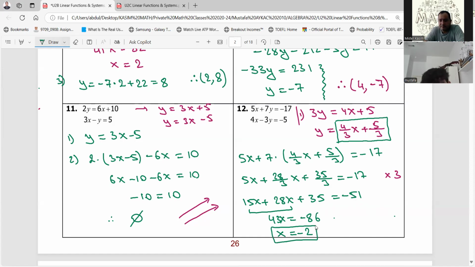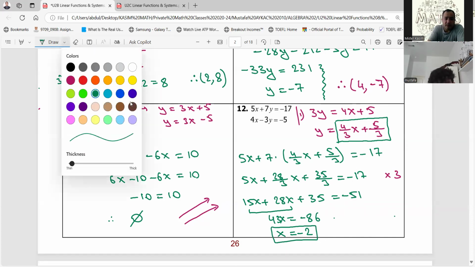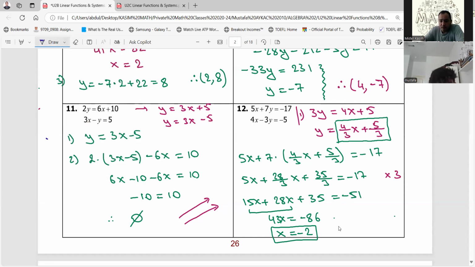Right? And now I'm going to plug it into the equation for y and find the value of y. So y is equal to 4 over 3 times x, right? That is, I can write at the top 4 times x, -2, plus 5, and the common denominator is 3. 4 times -2, -8, -8 plus 5, -3. -3 divided by 3 is -1. So the solution is -2 and -1.